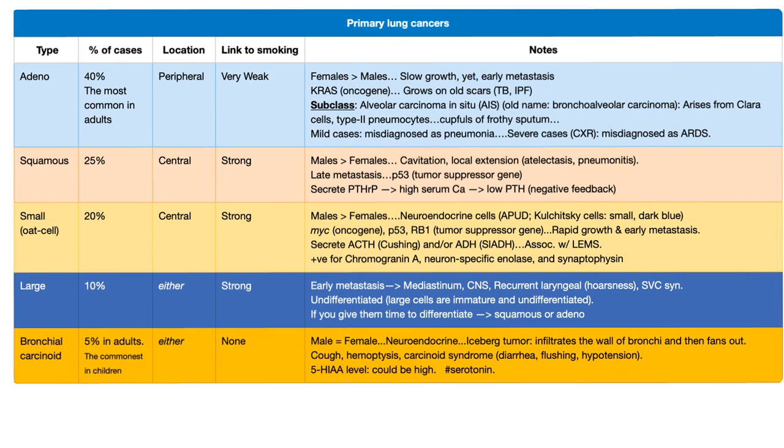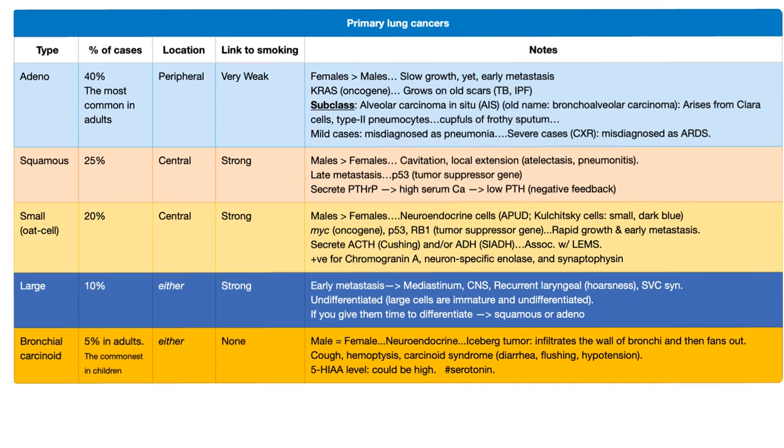This is the most important table in the entire video. Okay, adenocarcinoma, squamous cell carcinoma, small cell cancer, also known as oat cell carcinoma, large cell, and then bronchial carcinoid. Percentage of cases, the majority of them are adeno. Adeno is the most common one in adults. How about the most common one in children? It's bronchial carcinoid.